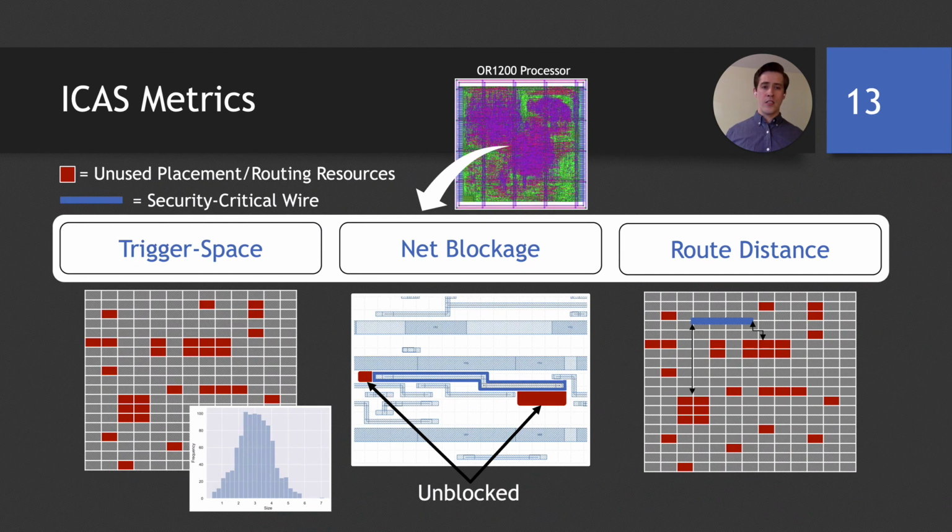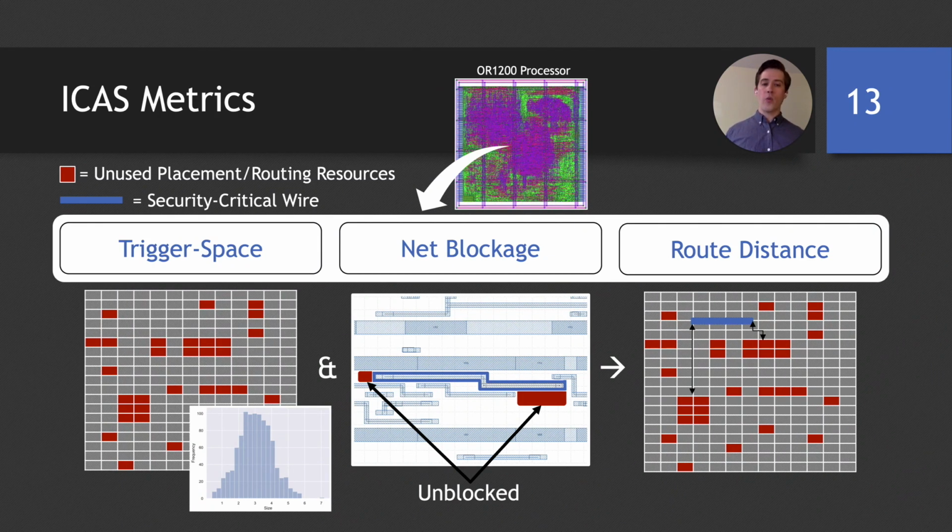Lastly, the route distance metric combines the results from the trigger space and net blockage metrics and computes the minimal routing distance between contiguous unused placement sites and unblocked surfaces on security critical nets. In doing so, the route distance metric expresses the difficulty of the intra-Trojan routing step. Longer route distances between placement site and security critical wire pairs make implementing timing critical Trojans more challenging, as longer route distances correspond to higher capacitive loading and thus longer signal transition times.